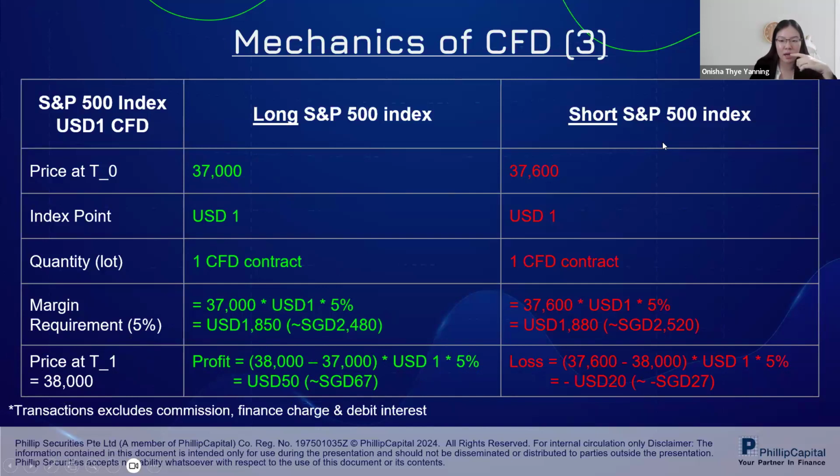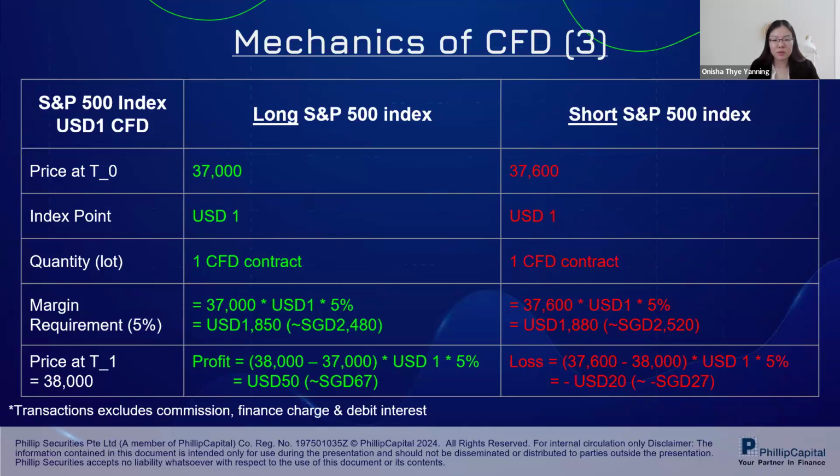So in another case, where you short the S&P 500, you expect the price to go down, correct? But the price actually went up to 38,000. So when you short at 37,600, same thing, USD1 per index point, 1 CFD contract, you're required to hold 2,520 Sing dollars, correct? Here you will be at a loss, because the index price increased to 38,000, which means you're at a loss of about $27. So this is just a mini contract calculation, okay? This is how you calculate your profit and loss.